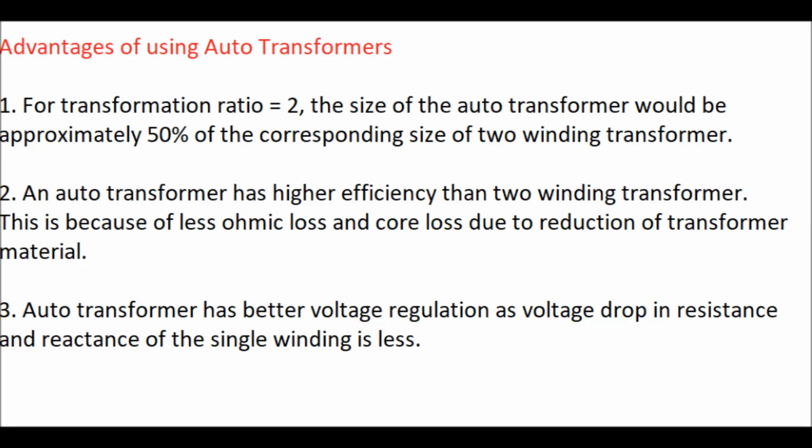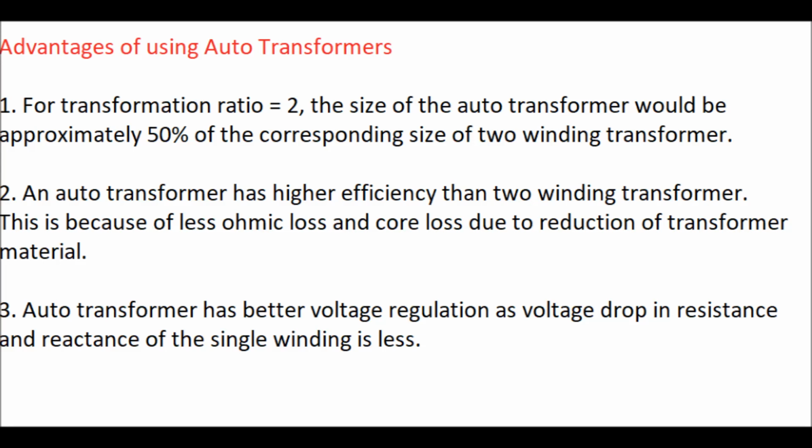Advantages of using an auto transformer. For a transformer ratio equal to 2, that is N2 by N1 equal to 0.5, the size of the auto transformer would be approximately 50% of the corresponding size of the two winding transformer.